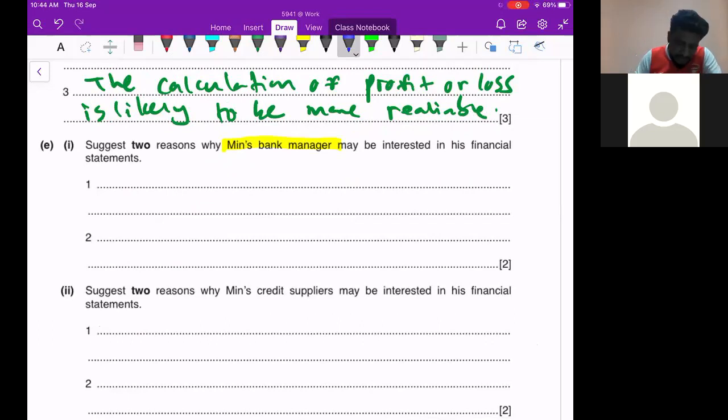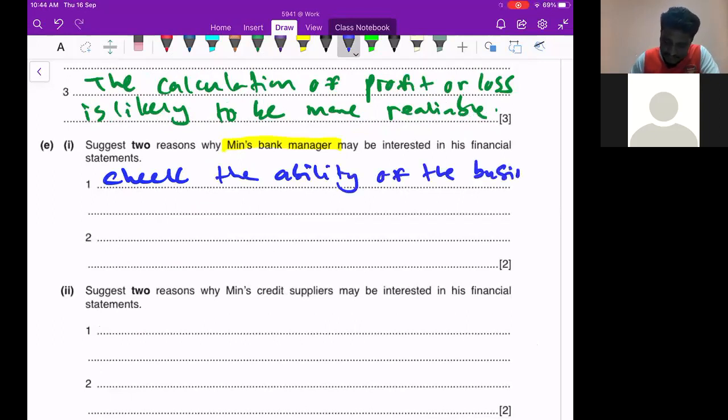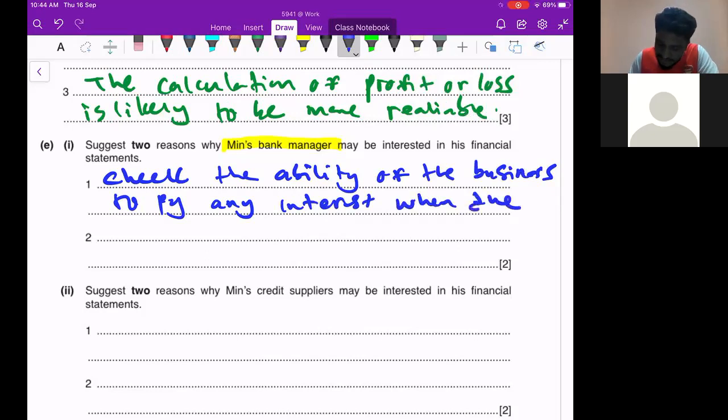So before they give you the loan, they will check the ability of the business to pay any interest when due. They will check whether we have an ability to pay the interest or not. Yes, they will check whether we have an ability to pay the loan, the full amount. But before the full amount, they will check at least you have an ability to pay the interest for now or not. In the future, you will pay the loan, but for now, you need to pay the interest first.